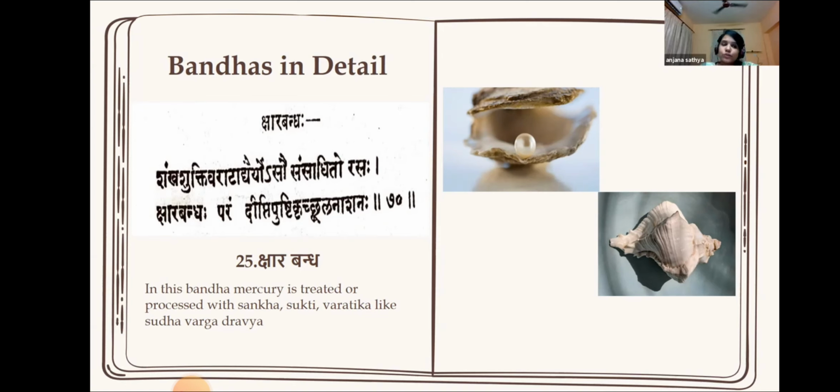It is used for Deepana and for rejuvenation purposes, as well as Shula Nashana. In all conditions of pain, you can administer the Ksharabandha, which is very important because we use many formulations that are considered Ksharabandha, being mercury in combination with the Kshara, Sudhavargadravya. It is very therapeutically applicable also. So that is the Bandha.